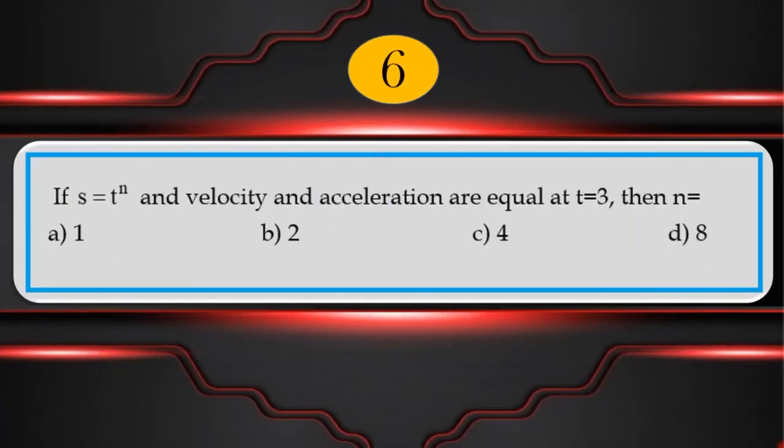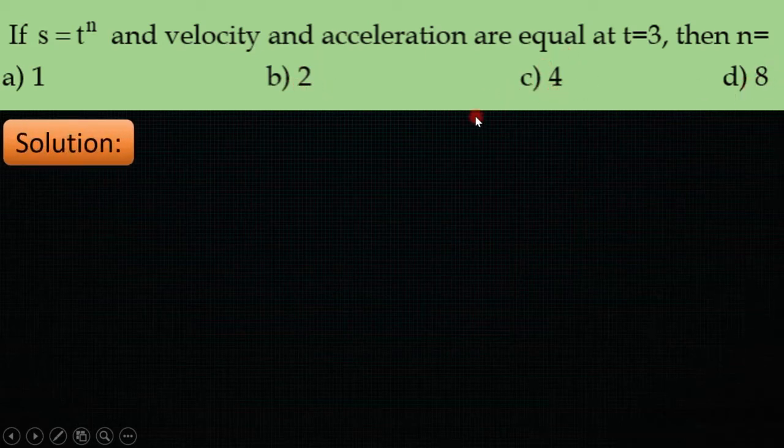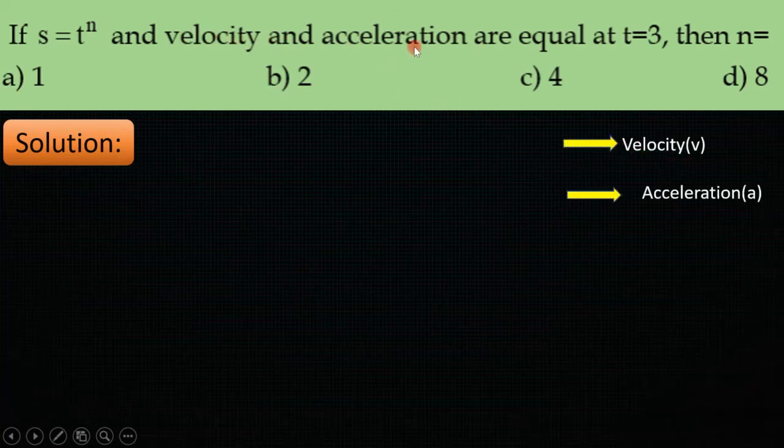Dear students, see the question number 6. Read the question and write it. The question is, if s = tⁿ and velocity and acceleration are equal at t = 3, then n is equal to, options are 1, 2, 4, 8. Let us find this. First we find the velocity and next we find the acceleration, and then velocity and acceleration are equal at t = 3. Then we find the value of n.